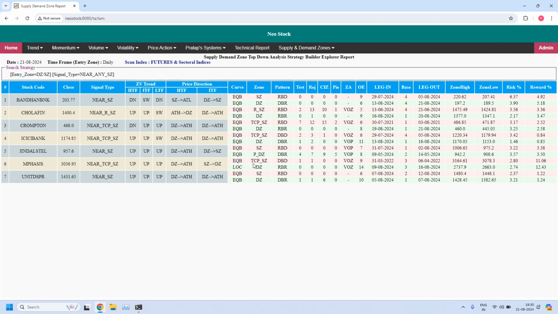And the next one is Emphasis. Emphasis is also having a high liquidity supply zone, already tested once. That means we have two valid high liquidity zones from daily supply zone. Two more are invalid because of pierced.